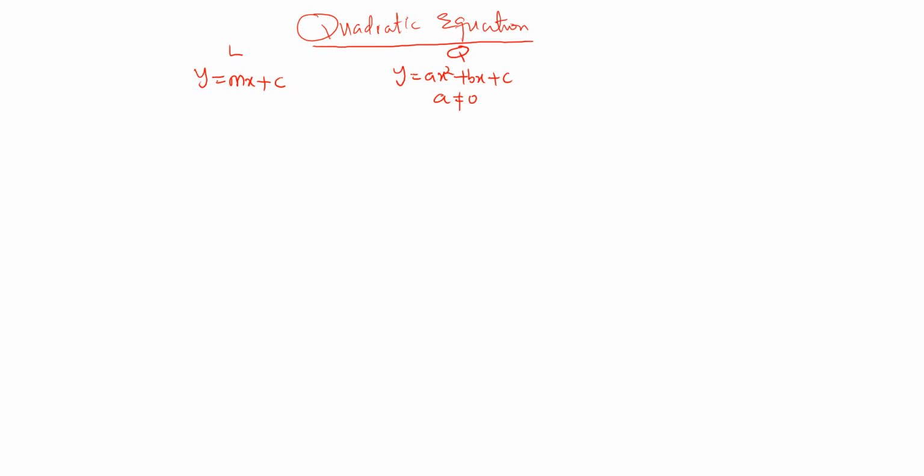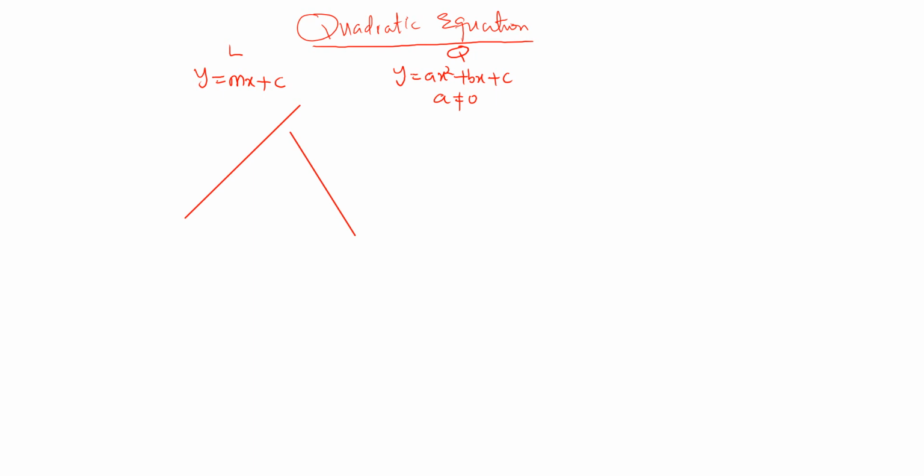Another difference is that in a linear equation, when you graph it, when you sketch it, it's going to produce just a straight line. It's just a straight line of this nature. It could be this, sometimes it could be this. So it is just a straight line.